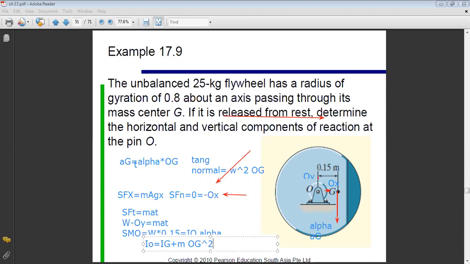Okay? And what is IG? What is the inertia about G? Because they gave me the radius of gyration, it's m times kG squared. So when they give you the radius of gyration about G, you do m kG squared to give you IG. Then you add m OG squared, which will give you IO. But if they tell you the radius of gyration about an axis passing by O, then directly you do m kO squared without adding anything.